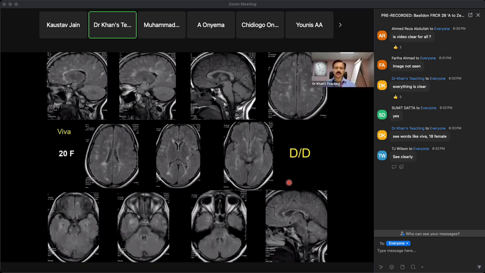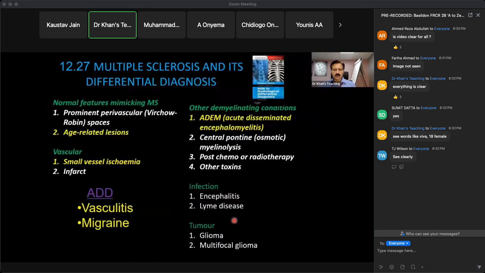And what is your differential? I think I don't really have any for this distribution. It doesn't look like other white matter diseases like PRES or ADEM because of the distribution. I don't have any other differentials for it in this pattern. Okay, fine. Right. Now, we will come back to this.